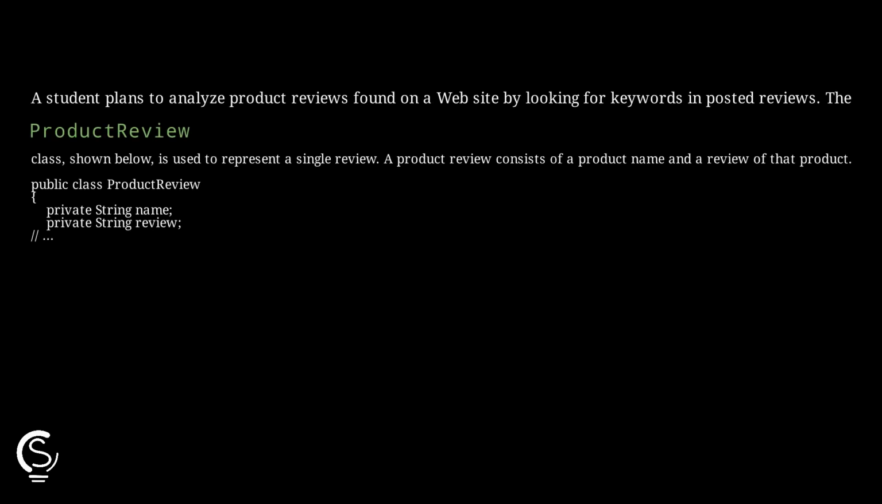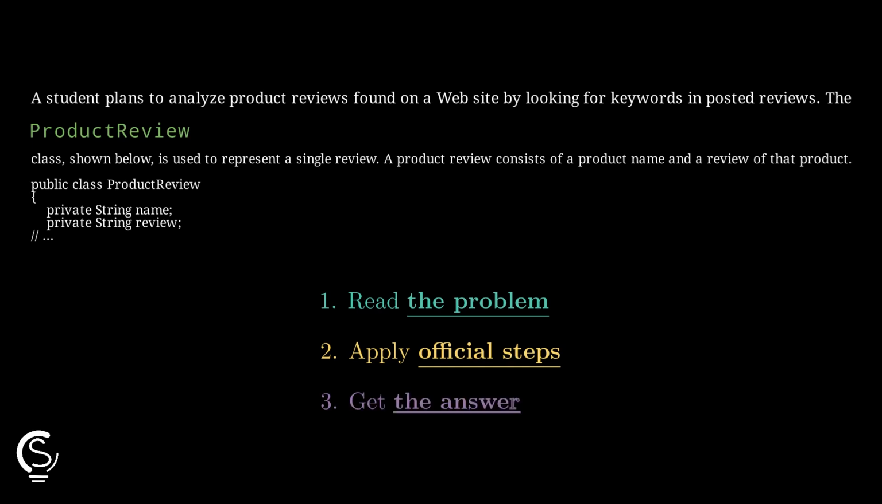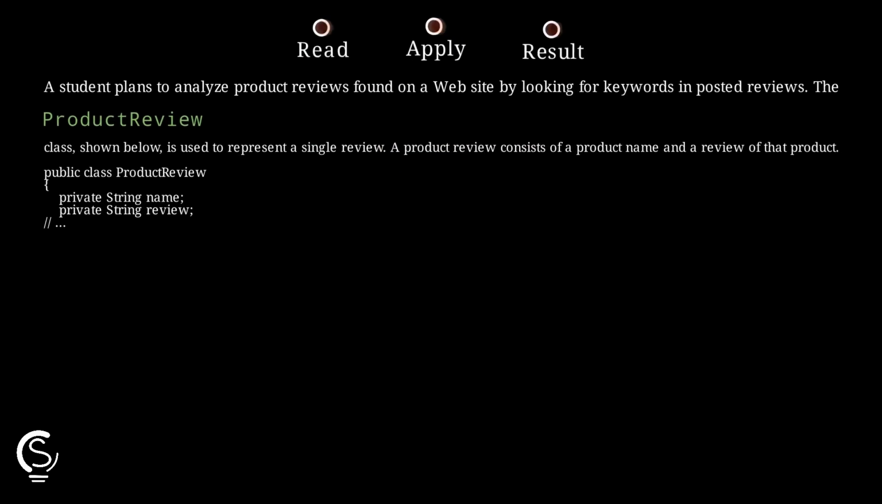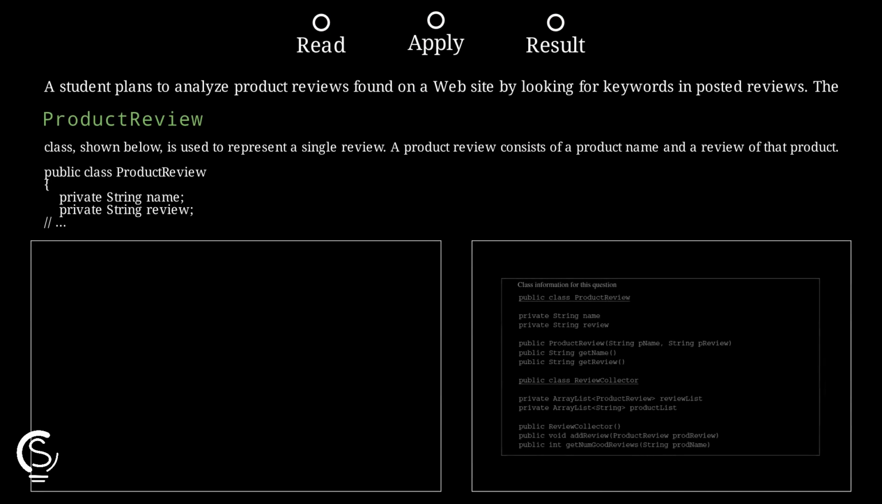For Part A, addReview should always add the given product review object to reviewList. Then it should get the product name by calling prodReview.getName(). If that name is not already in productList, it should be added there as well.